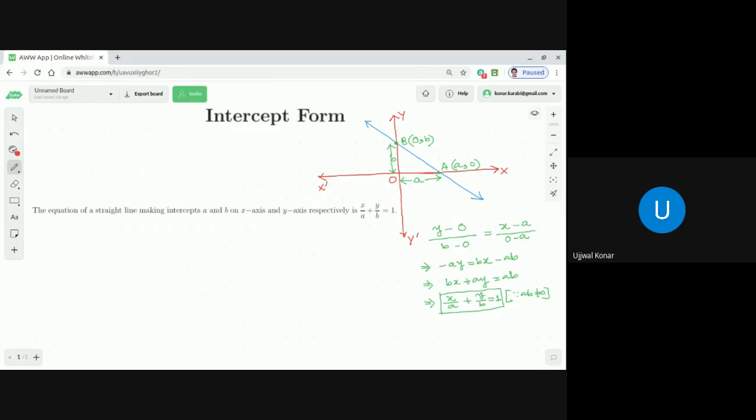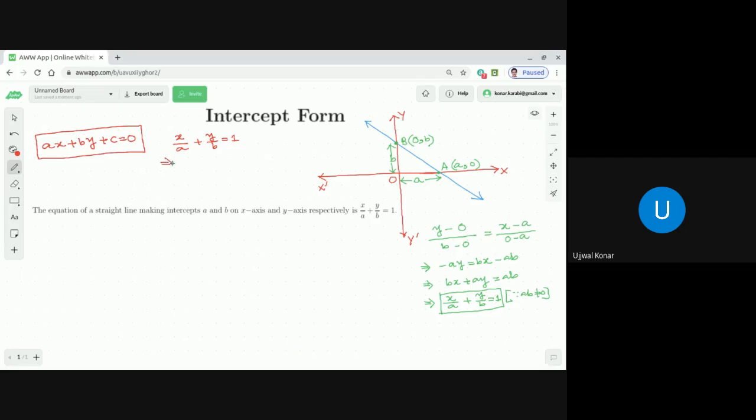But before that, I would like to tell you one thing, dear students: this equation x by a plus y by b equal to 1 we can also write in the general form. What is the general form of an equation of a straight line? You know that it is ax plus by plus c equal to 0. And whatever we get, x by a plus y by b equal to 1, we can also express in this form.